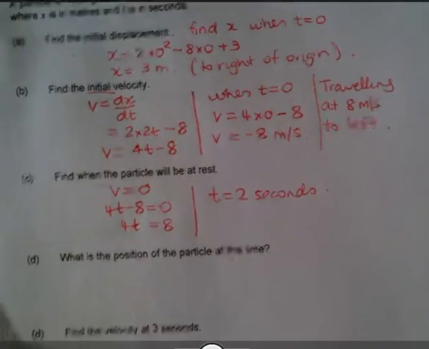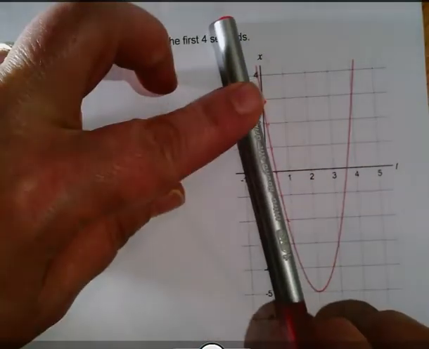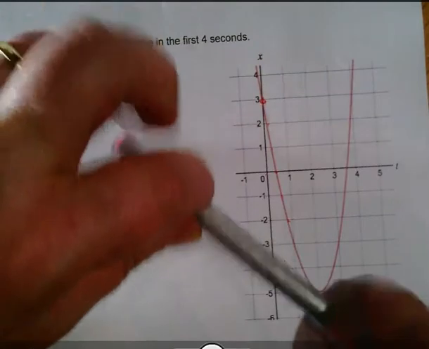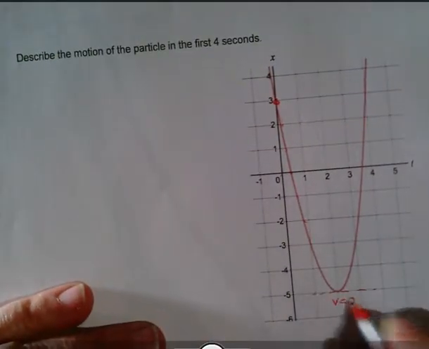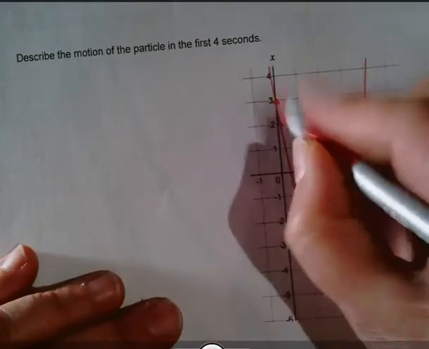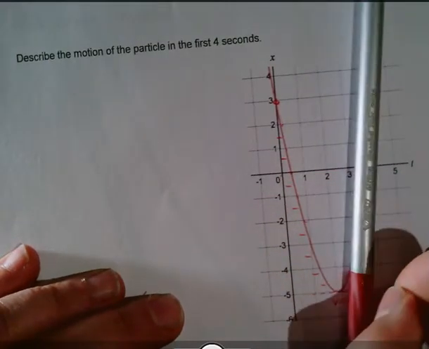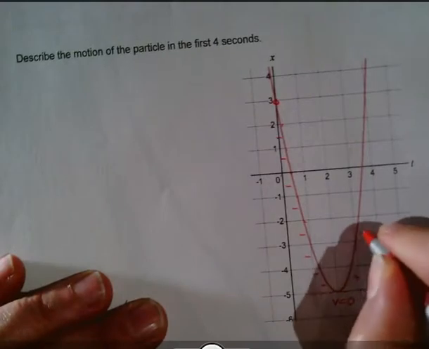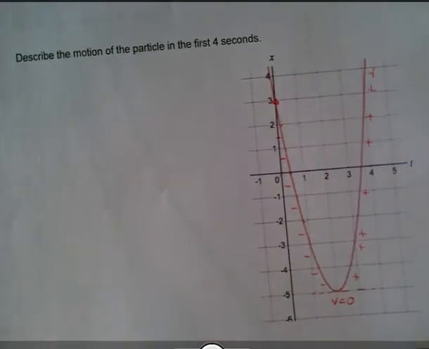Now, we've got our graph of x versus t here. And look, we're traveling to the left. Negative velocity, gradient's negative. And at 2 seconds, I see here that the velocity is 0. So the gradient of my curve is 0. Here, the gradient of my curve is negative, so I'm traveling to the left. Here, the gradient of my curve is positive, so I'm traveling to the right. And we should see that now with our questions, okay?